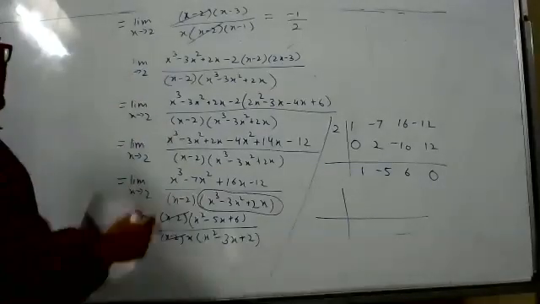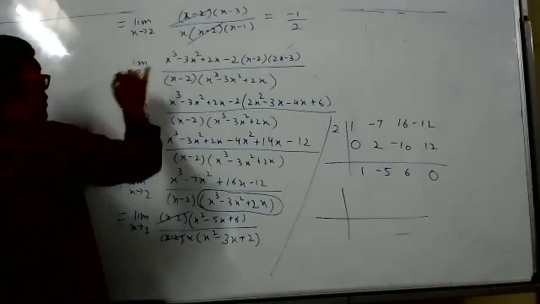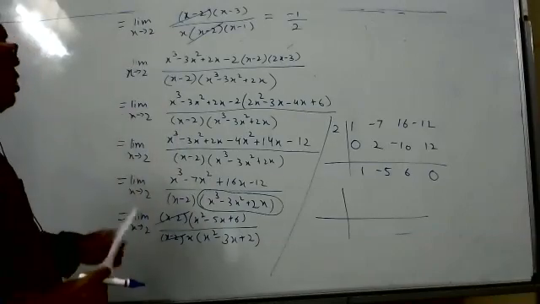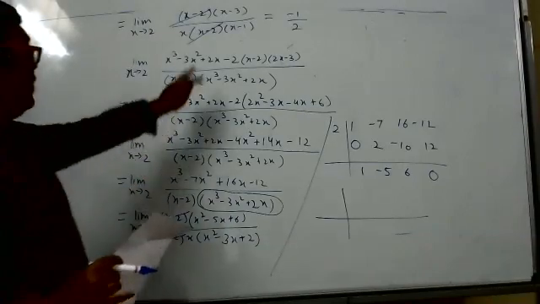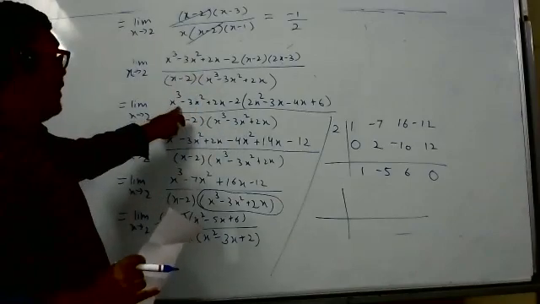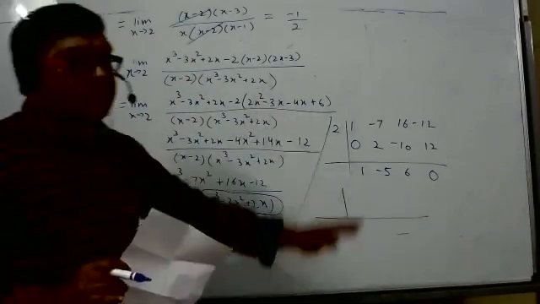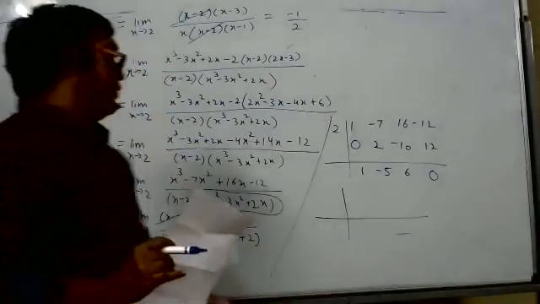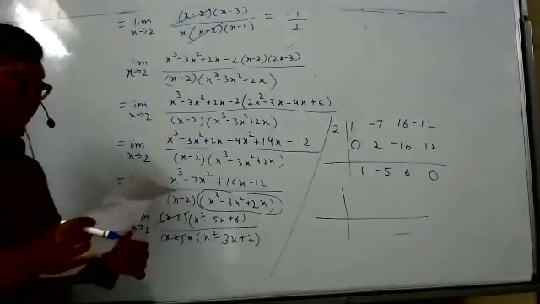We have to understand that for a rational function, mostly we have to do it by factorization. How to factorize was taught before: if you put 2 in the place of x and you get 0, then x minus 2 is the factor. Then do synthetic division and all. The factor will get cancelled.